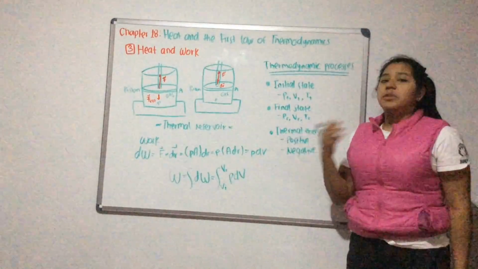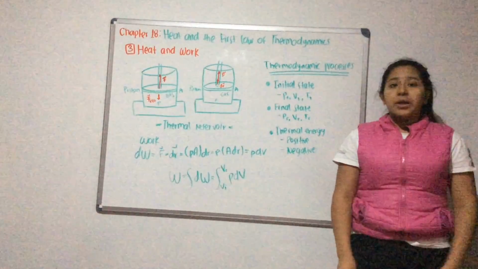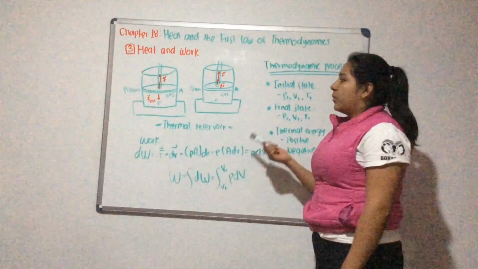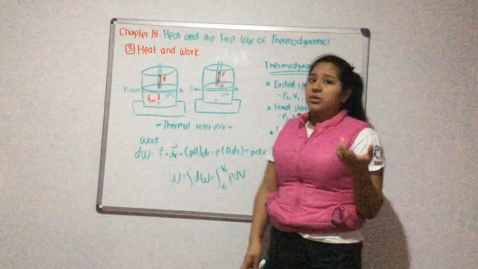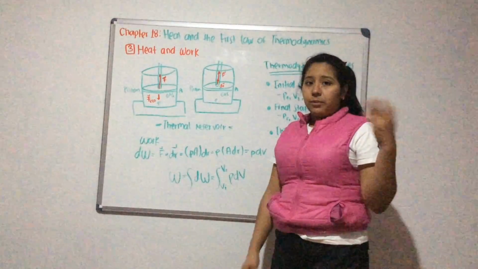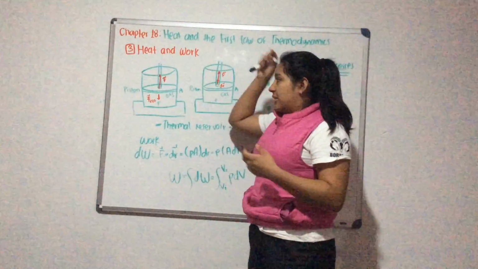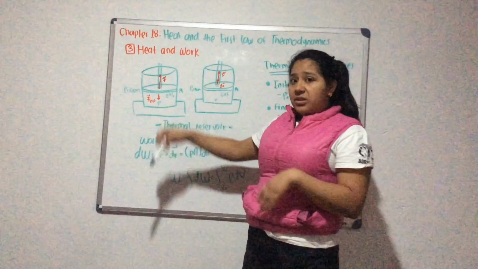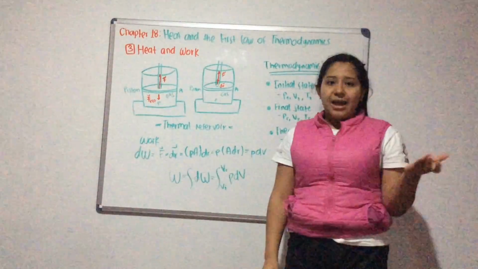So now I'm going to explain the third topic, which is called heat and work. By looking at this drawing, here we have a gas-filled cylinder with a piston in which the gas is in thermal contact with an infinite thermal reservoir. If we look at the drawing here, we can see that an external force pushes on the piston, and that causes an increase in the pressure in the gas.